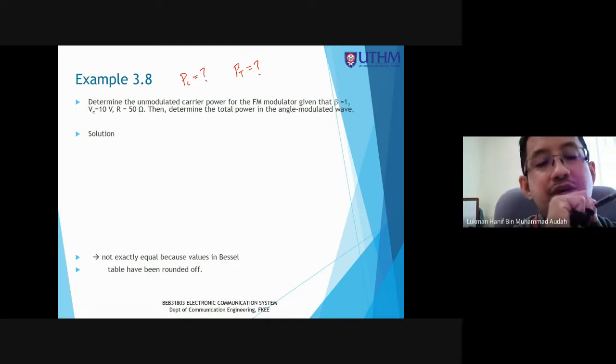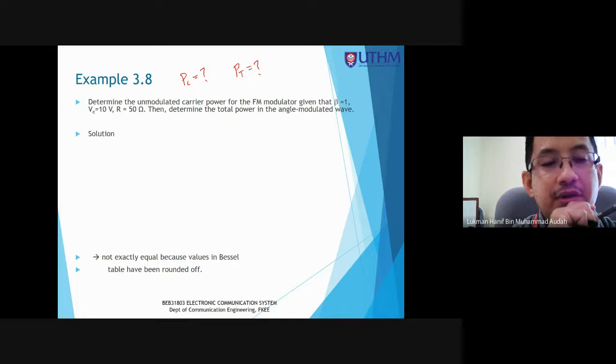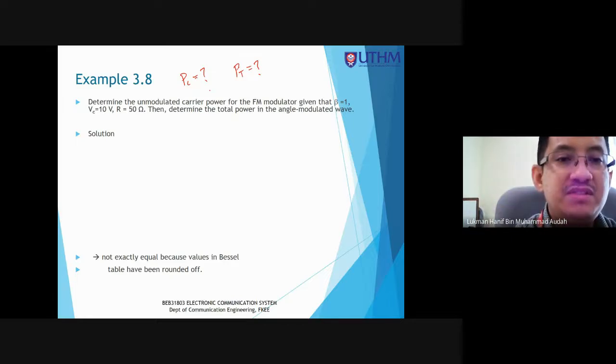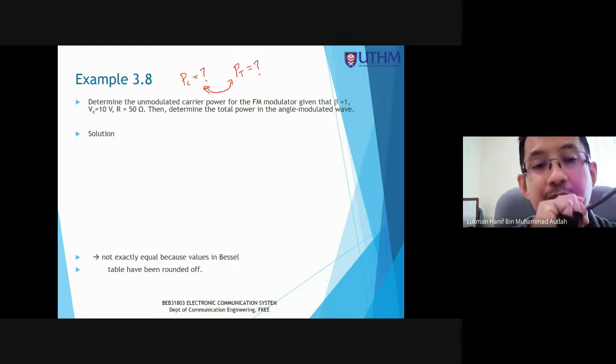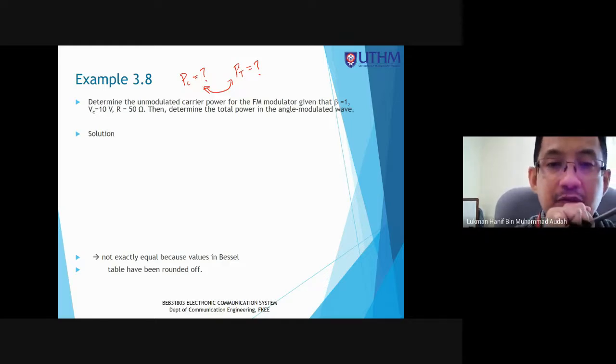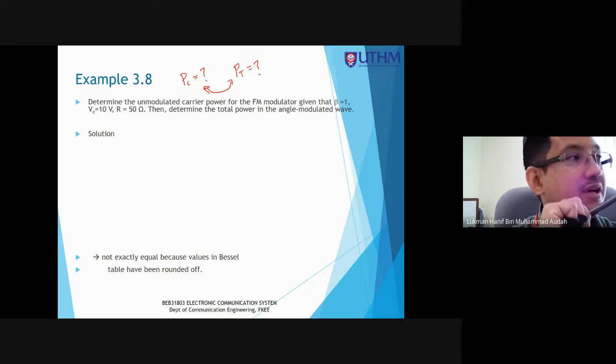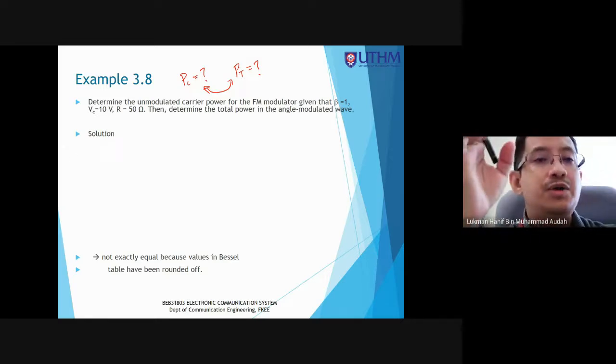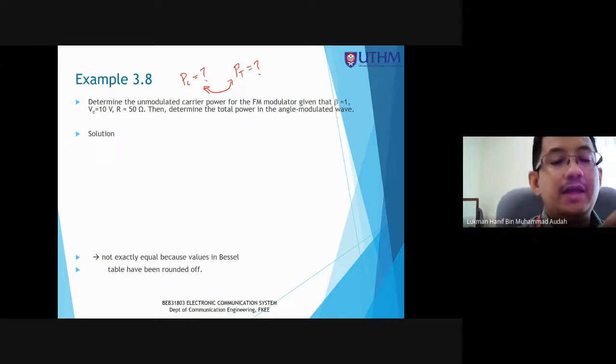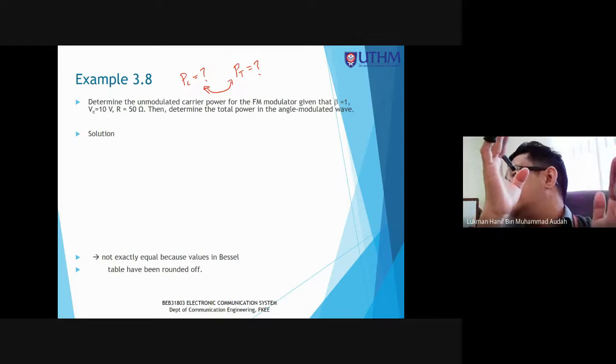This example wants to show you the relationship between Pc and P total, and what the difference actually is. In this example, we need to use the long equations in order to compare with Pc.